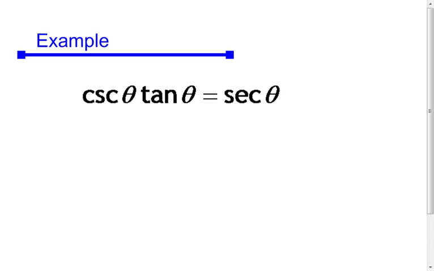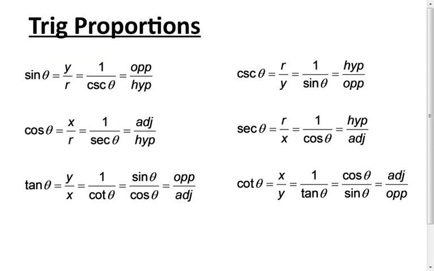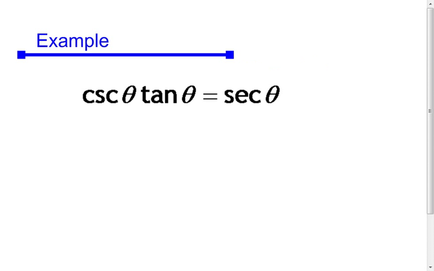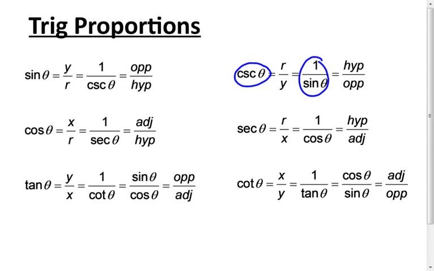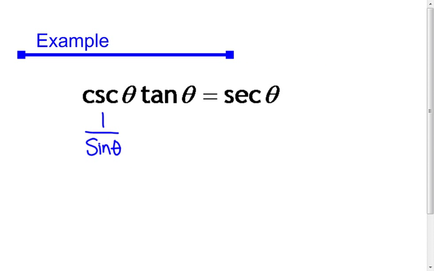Okay, so what I'm going to do is I'm going to use these trig proportions, and I am going to change cosecant to 1 over sine right here. You can see that cosecant can be rewritten as 1 over sine. So when in doubt, change things to sines and cosines, okay? So cosecant, I'm going to rewrite as 1 over sine. Tangent, I'm going to again use these trig proportions. Tangent can be rewritten as 1 over cotangent, but that's not going to do you a whole lot of good. It can also be written as sine over cosine. So I am going to rewrite tangent as sine over cosine.